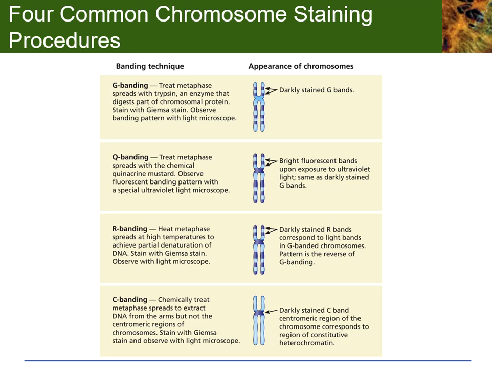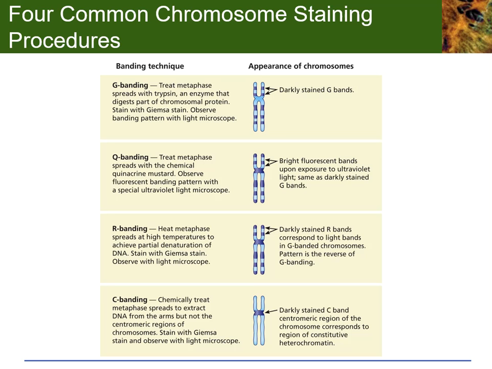You have Q banding, which uses quinacrine, that's the Q, which causes bright fluorescent bands upon exposure to ultraviolet light. It looks the same as darkly stained G bands. They're just going to fluoresce. The R banding, you're going to use Giemsa stain again, and it's going to be the reverse of the G banding that you get if you use Giemsa stain here. The difference is you're going to use some high temperature with the R banding that's going to cause them to denature, which means unravel.